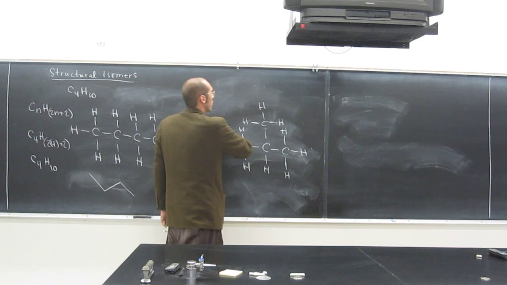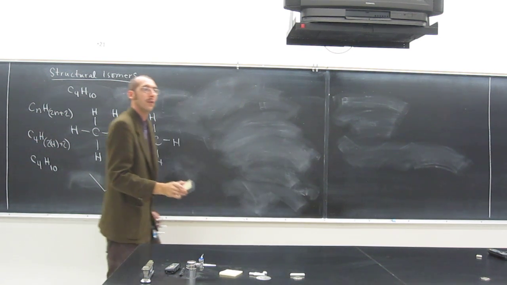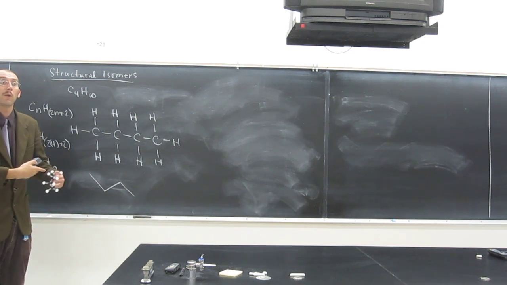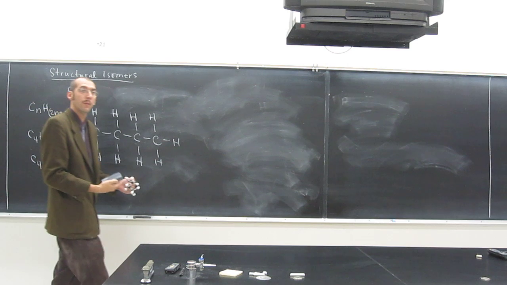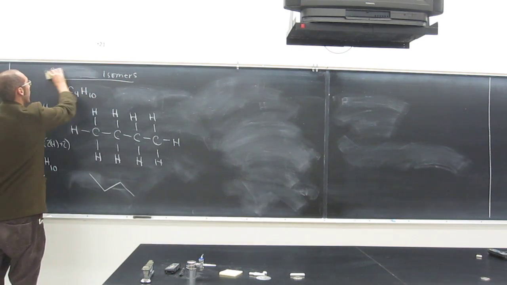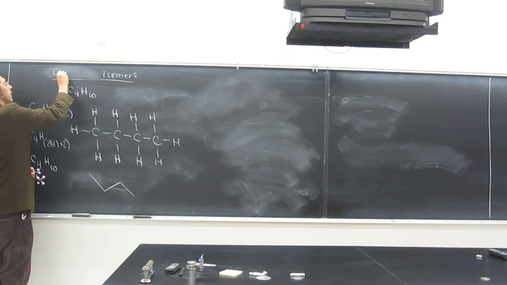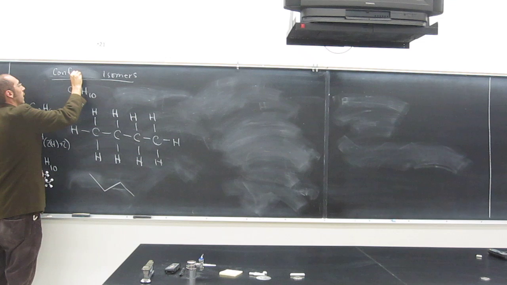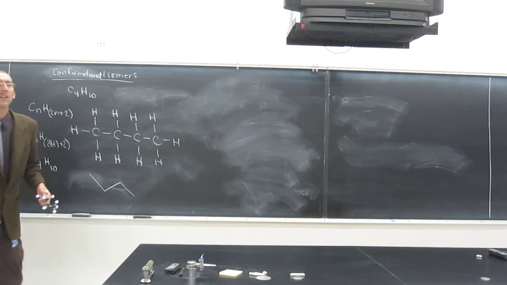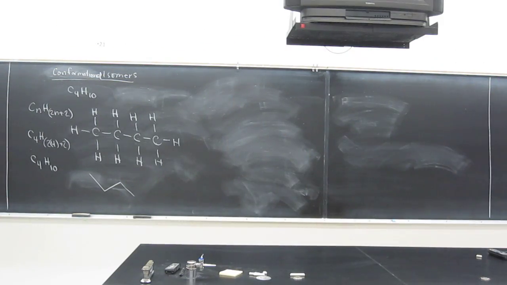So remember, structural isomers occur when you've got two molecules that have the same molecular formula, but you've got to break a bond and reform a bond, okay, to make them. Is everybody cool with that, right? So conformational isomers are a little different, or a lot different than that. Conformational isomers are actually the same molecule in different positions, okay?